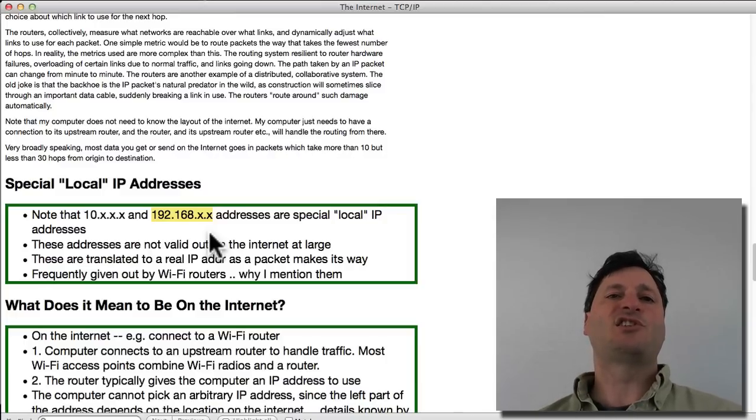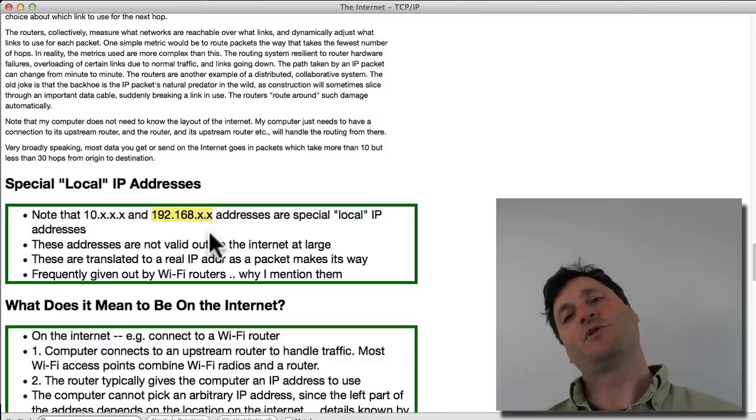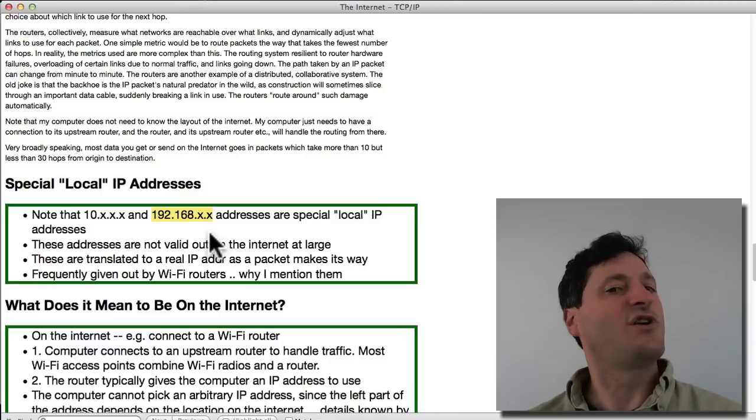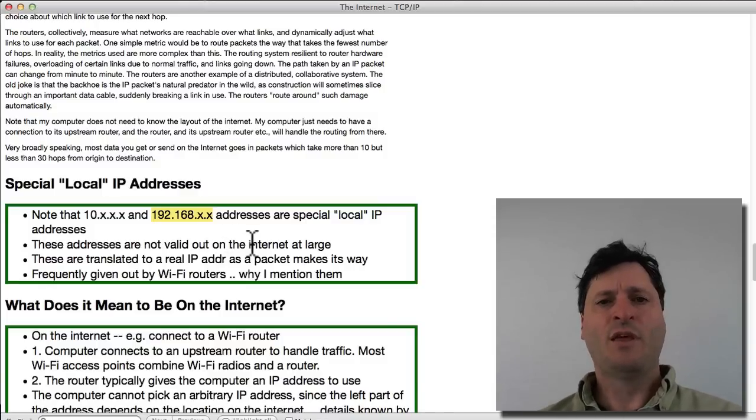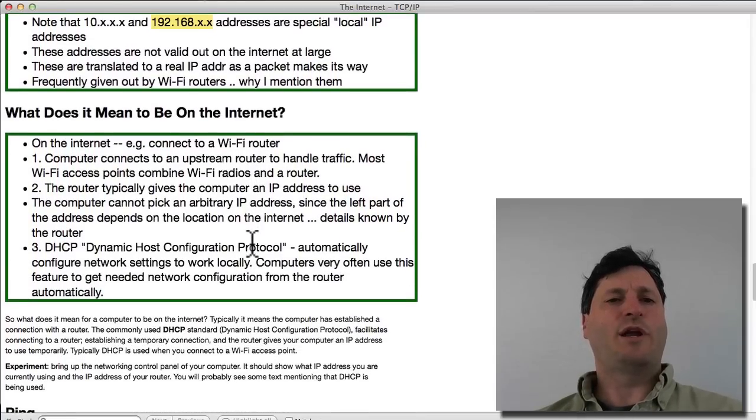The reason I mention this is that oftentimes Wi-Fi routers will give out these special local addresses. And so if you're playing around with your own equipment, you may see these. And so that's why I wanted to explain what it was. So given that level of explanation, I can talk about, well, what does it mean to be on the internet, to have a connection to the internet?